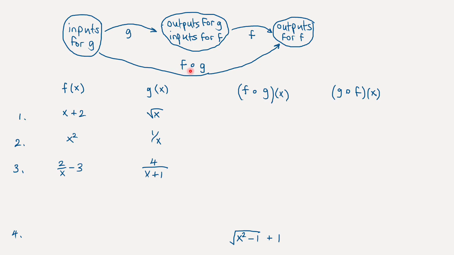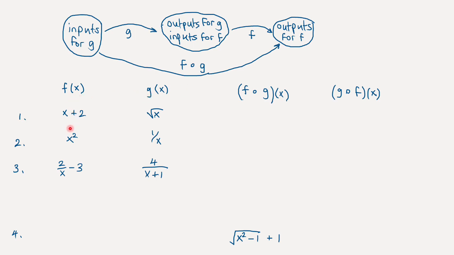So f acting on g means you apply the function g first and then you apply the function f. If we did it the other way around, we would have g on f. So the g written first, and then the little circle symbol, and then the f. So to make that clear, let's go through some examples.